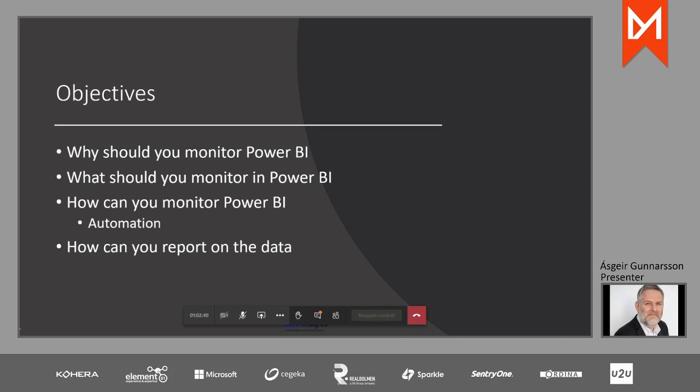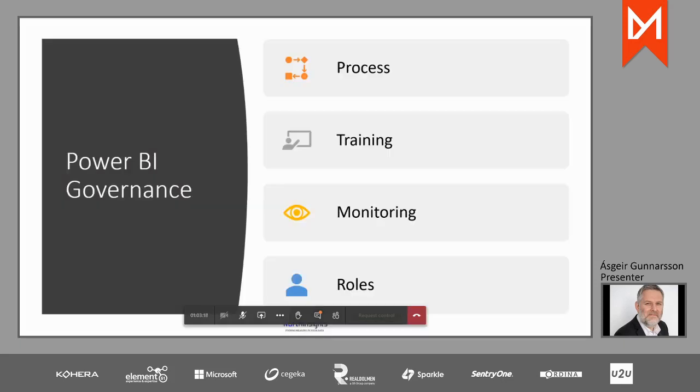So the objectives of today are: I'm going to tell you a little bit about why you should be monitoring Power BI. Then I'm going to talk about what you should monitor in Power BI, and it's maybe not as obvious as it sounds. Then I'm going to tell you a little bit about how you can monitor it. In the end, I'm going to show you a little bit about automation of that monitoring. I'm going to show you at least how I have done it, and then you maybe get inspiration of how you can do it. And then I'm going to show you a report that I have, and talk a little bit about why it makes sense to report on it, and go from there. So let's dive into it.